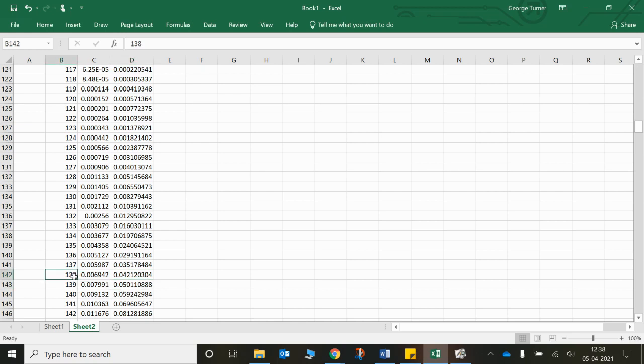So 138 or below, if that's what the teacher records in that week, then we would accept the alternative hypothesis, because 138 is the critical value for which we would accept the alternative hypothesis, and 138 is in the critical region. Okay, and 139 is no longer in the critical region.